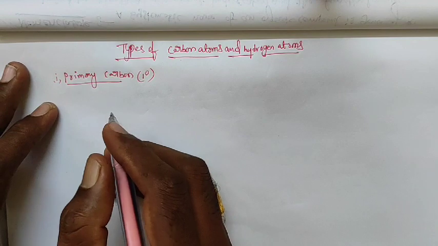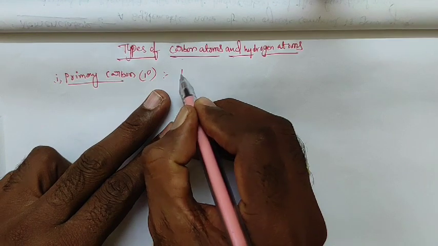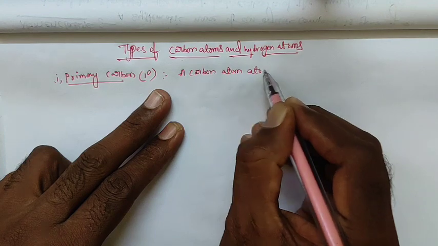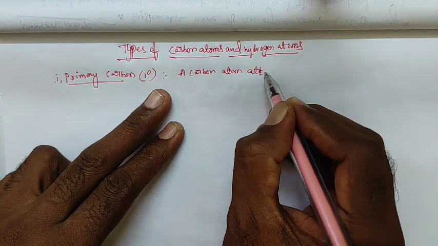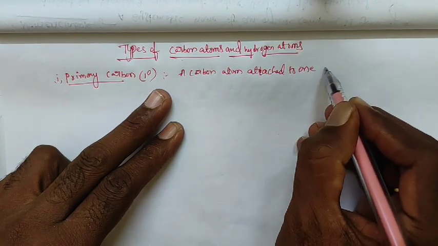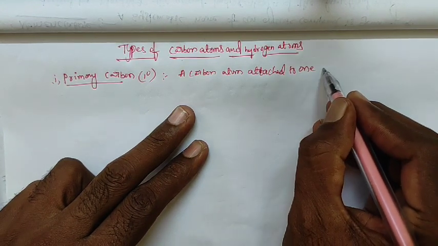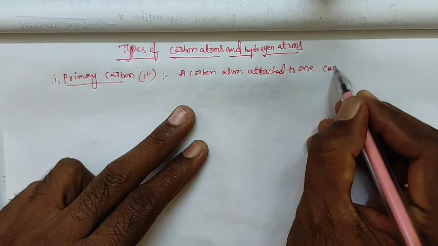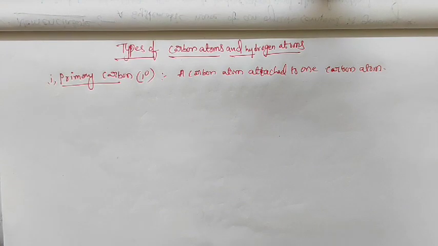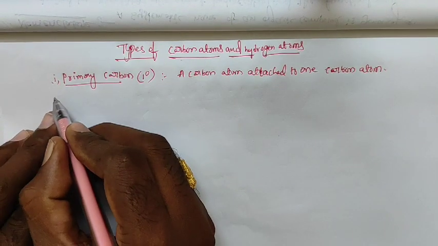So primary carbon means what? Primary carbon means a carbon atom attached to one carbon atom. Next, I will give an example also for that.